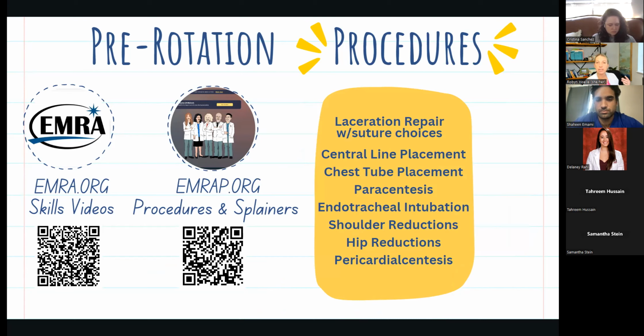The EMRA.org has a skills videos page where they've collected from, like, the New England Journal of Medicine had a procedures video series. So they've collected all of these for you on this page where the QR code leads to. MRAP.org is emergency medicine. I think I had this problem last time. I can't ever remember what RAP stands for. Anyway, MRAP, you get a free membership to MRAP with your membership to EMRA. So EMRA allows medical students to sign into MRAP.